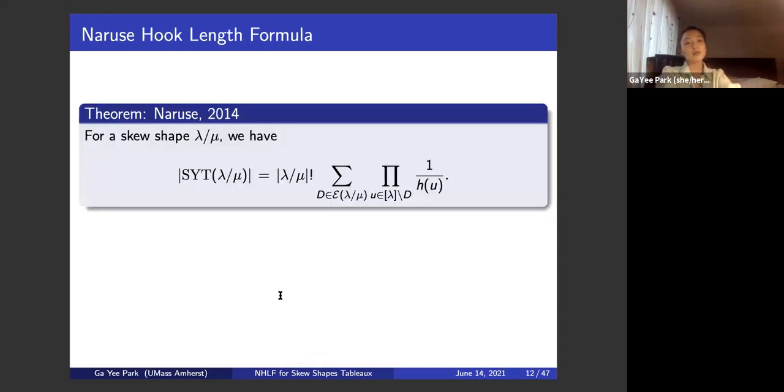until Naruse came up with a new type of hook length formula called the Naruse hook length formula, where it's almost like the original hook length formula. So we're still producting: we still have a product over 1 over the hook length of all the elements, but we are also summing over these objects called excited diagrams, which I will define in the next slide.